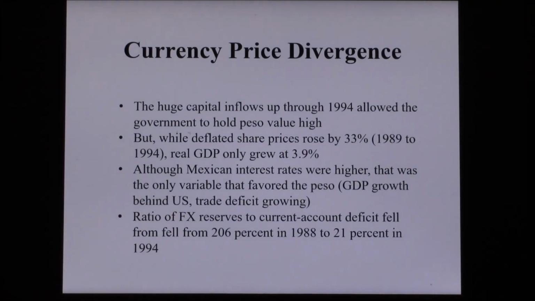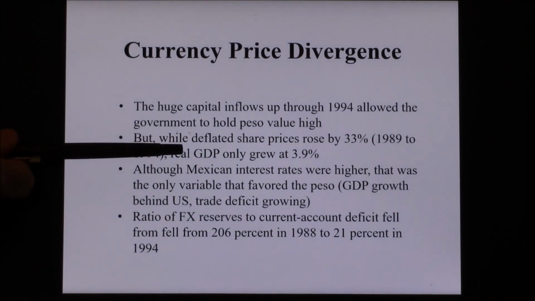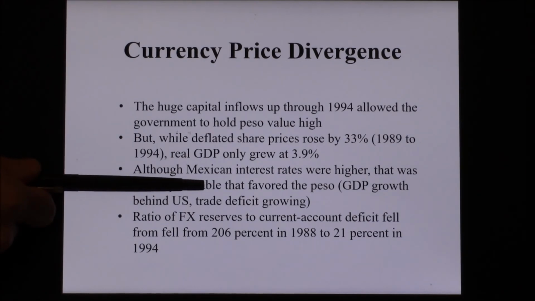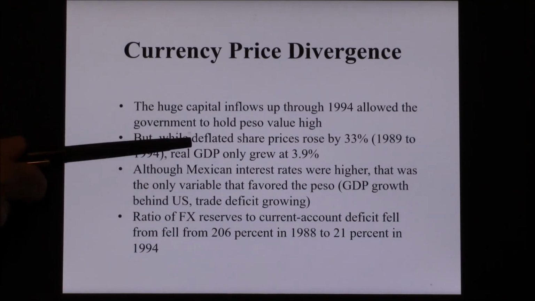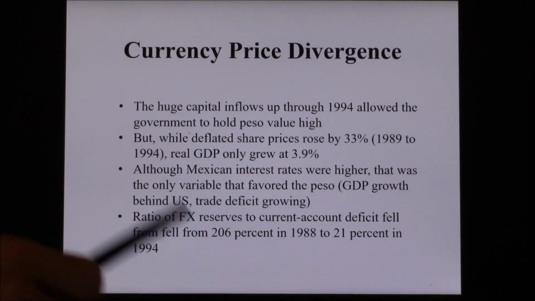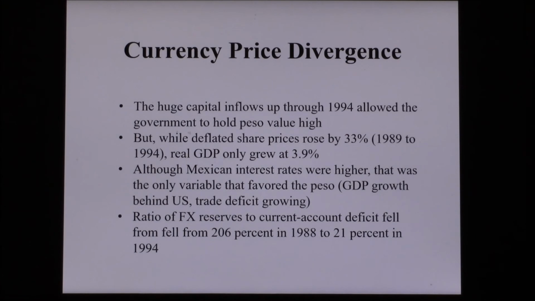So there's your currency price divergence, that the peso is being held up by this, but there's really not that much underlying that economic growth that's taking place in the stock market. And honestly, we're talking about mental model stuff here. There was a lot to suggest that the peso was overvalued and that they didn't have the ability to defend it. But that's okay. The huge capital inflows, which are being driven by this, were holding the value of the peso up anyway. Right? So there's your currency price divergence. There's a tension point being created right there.